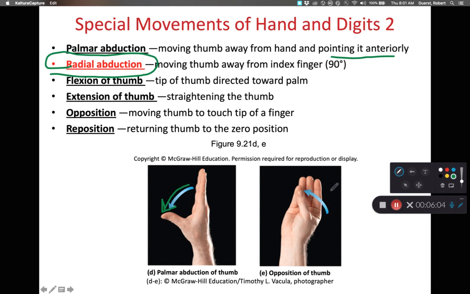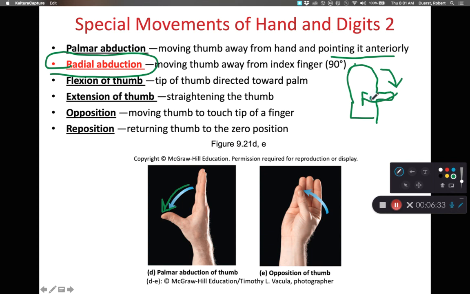So if we were to take that thumb and move it away from the index finger so that we could have our hand, and here's my hand in a mitten, so that we can make our thumb move that direction for radial abduction. As we look at flexion of the thumb, that is when we take the tip of the thumb and we move it towards the palm. So that direction, towards the palm.